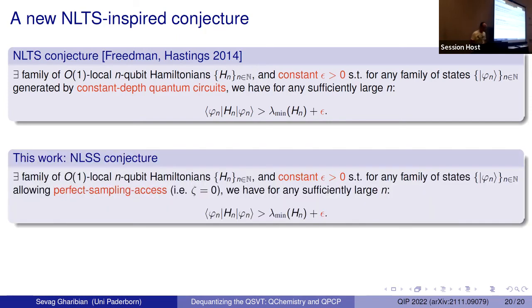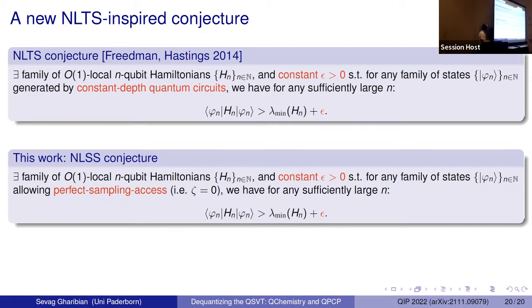In fact, we're even going to copy the structure of the acronym. It's NLSS instead of NLTS. And it's literally the same statement. The only difference is instead of having your low energy state be preparable with a constant depth quantum circuit, what the theorem on the previous slide suggests is that there should not be a good guiding state with good sampling access, because otherwise you could solve for the ground state energy of H in MA.